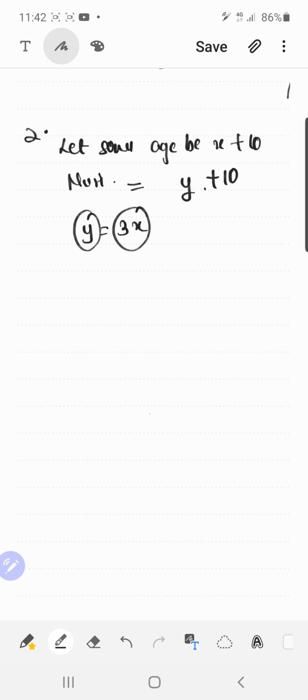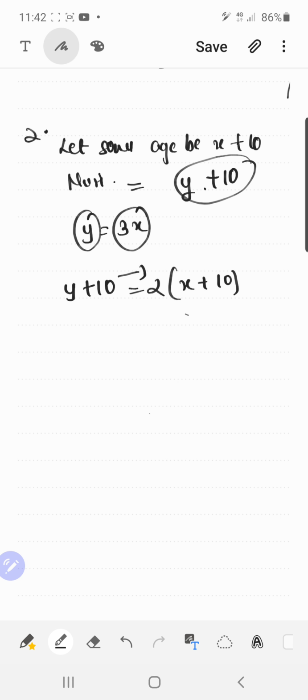So now 10 years later means plus 10 on both the sides. आप नूरी में भी प्लस 10 करेंगे, आप सोनू में भी प्लस 10 करेंगे. नूरी विल बी ट्वाइस द एज ऑफ सोनू. सो नूरीज एज क्या है? y plus 10, and it will become twice x plus 10. So that's your equation number 2.